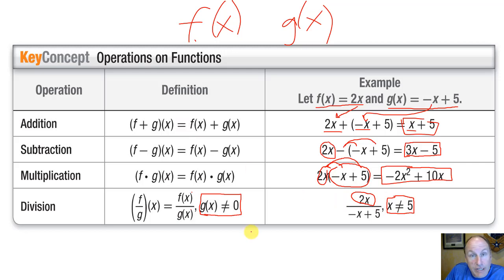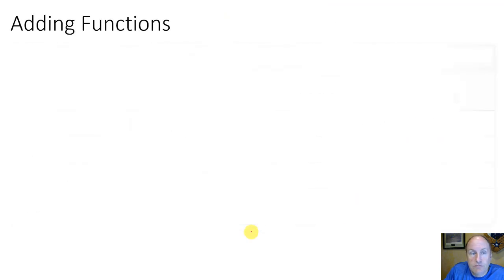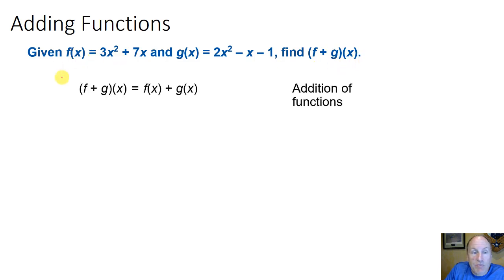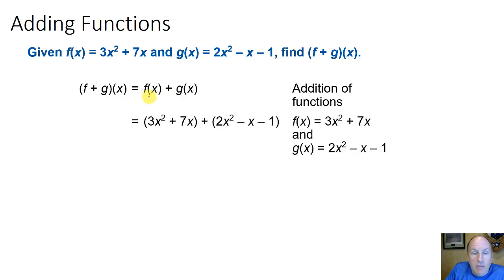So let's look at some examples of each. Adding functions. Given a function f of x, 3x squared plus 7x, and g of x, 2x squared minus x minus 1, we want to find f plus g of x. And again, that's how we say it. So f plus g of x is equal to f of x plus g of x by our property of addition of functions. We substitute in the 3x squared plus 7x for f of x, and the 2x squared minus x minus 1 for g of x, and then we combine like terms.